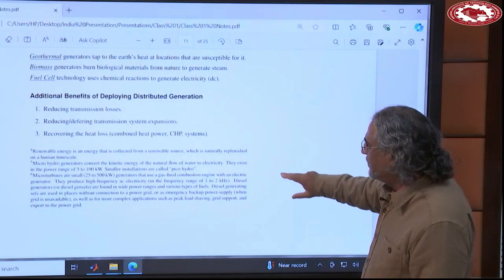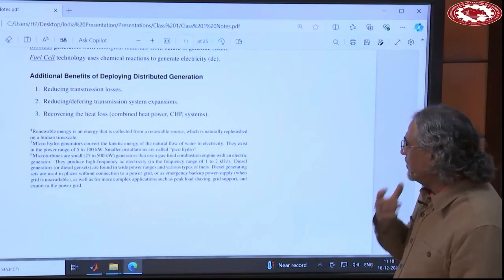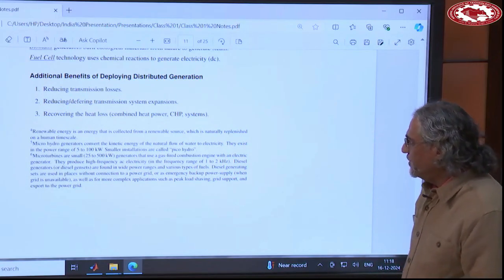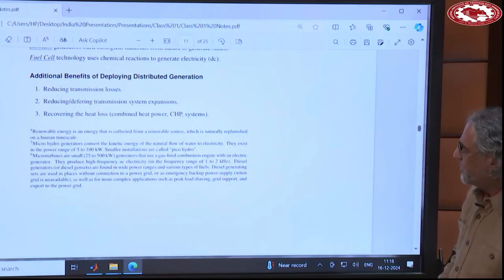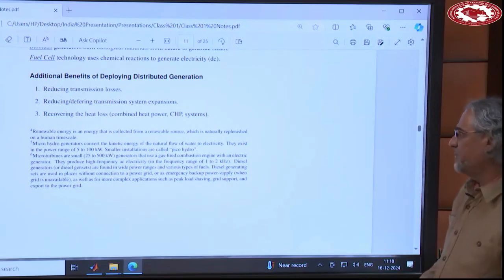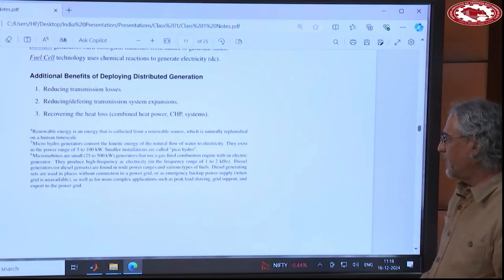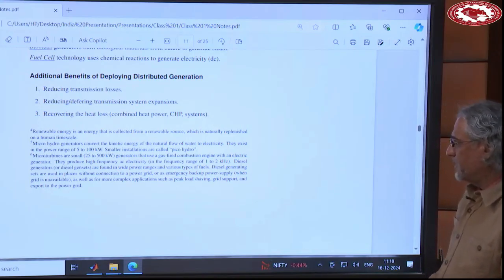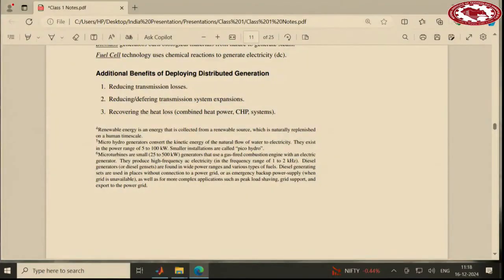So additional benefits of deploying distributed generation: reducing transmission losses, which we already talked about, deferring or reducing the transmission system expansions, and recovering the heat loss. Because if you are generating close to the consumer side, you can also use the heat generated. If it's non-renewable, let's say a diesel generator or a microturbine, then you can recover the heat as well to heat the water at the residence, for instance.